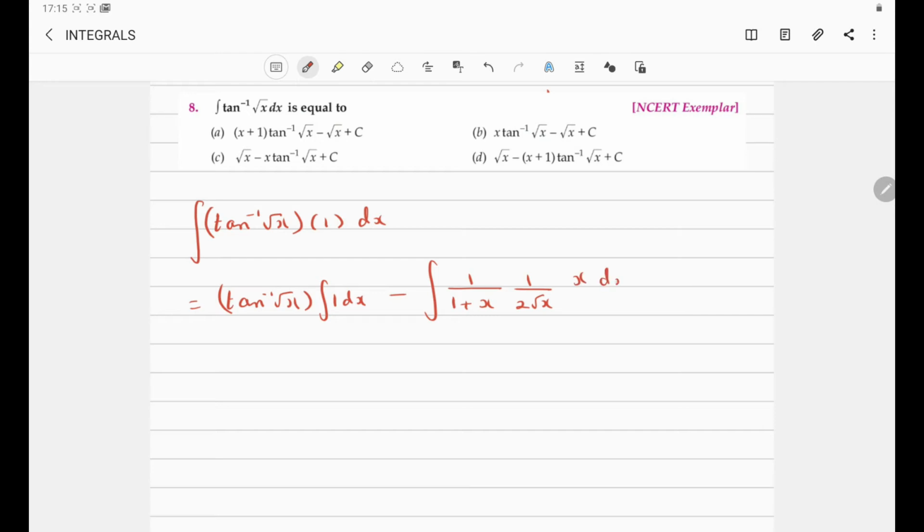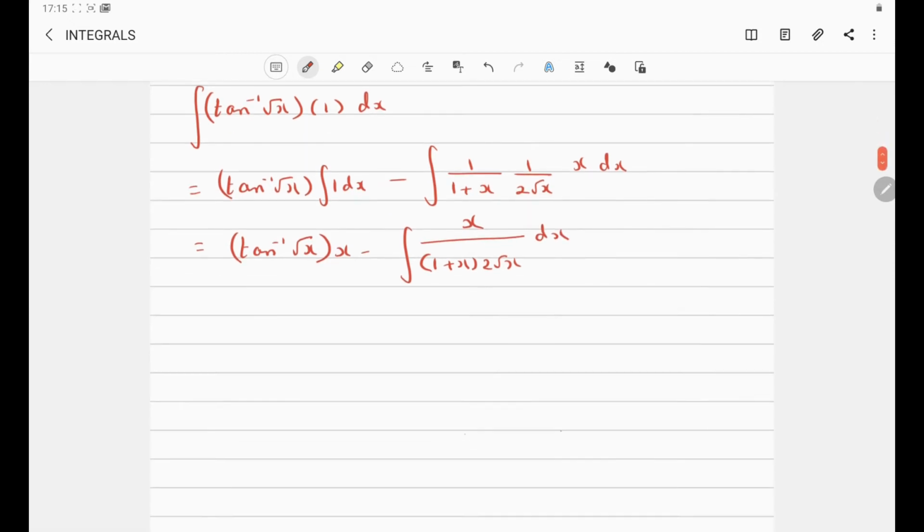into the derivative of root x, which is 1 by 2 root x, into integral of 1, which is x, dx. So, which is equal to tan inverse of root x into x minus integral of x by (1 plus x) into 2 root x dx. So, we have to evaluate this integral of x by (1 plus x) into 2 root x. So, we try to write the numerator in terms of the denominator. So, we write it as tan inverse root x into x minus, we add 1 and subtract 1 in the numerator. So, we get x plus 1 minus 1 by (1 plus x) into 2 root x dx.